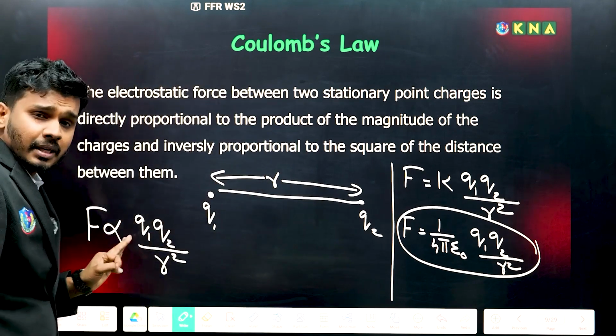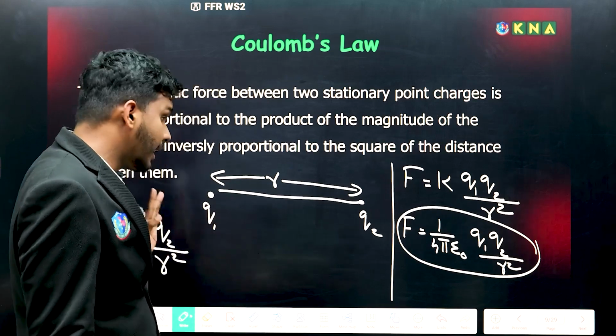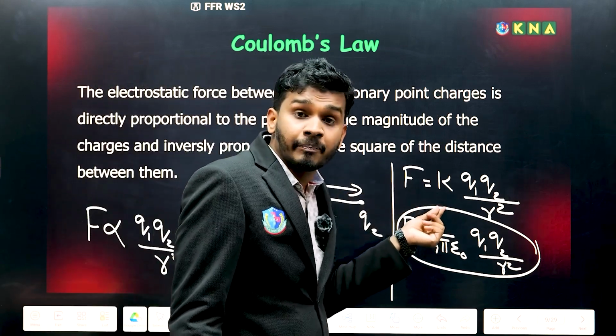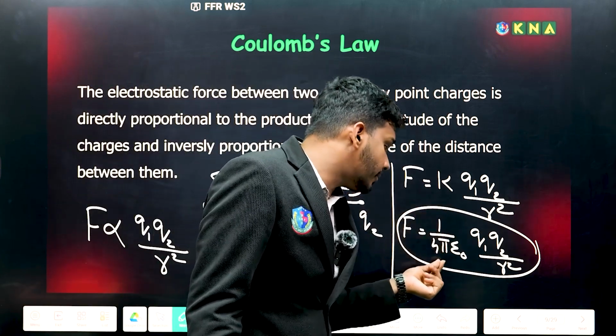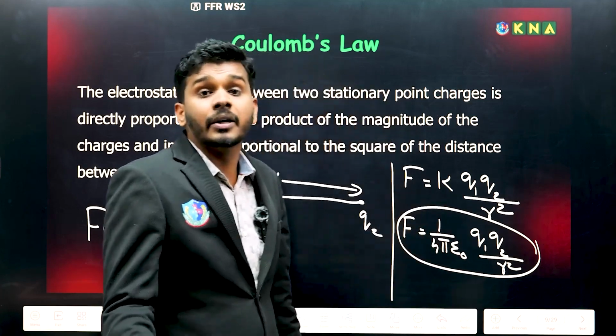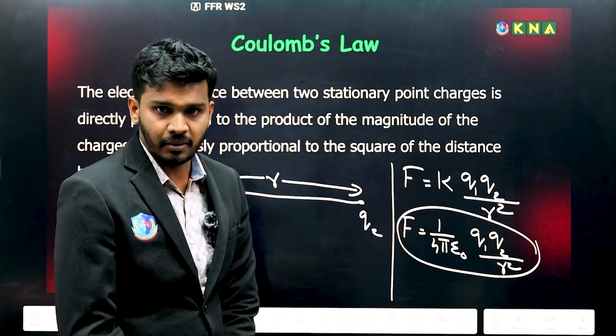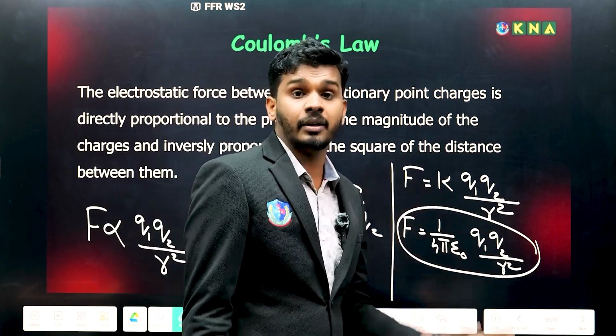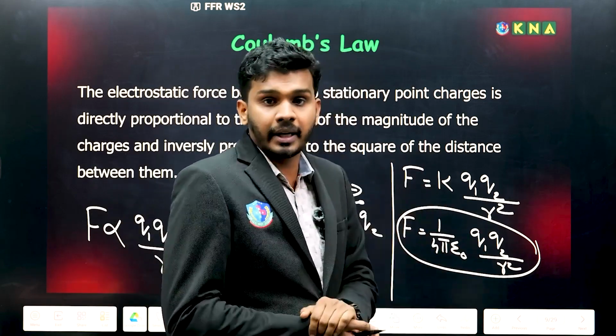That is F proportional to Q1 Q2 by R square. F is equal to a constant, that is 1 by 4 pi epsilon naught, into Q1 Q2 by R square. This is called Coulomb's law.